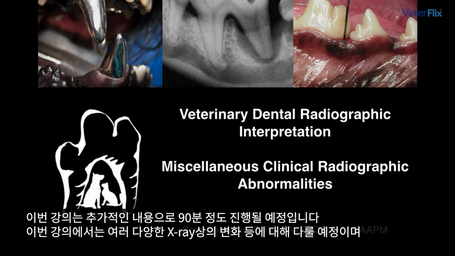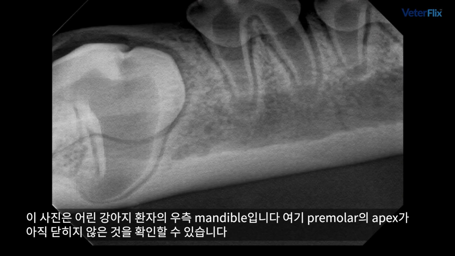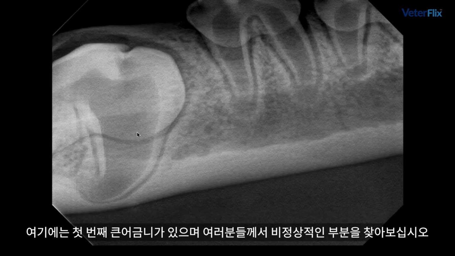And we're going to show mainly a radiograph and then actually ask you to sit back and think of what that might look like clinically in most cases. So we'll start off here. This is the right mandible on a young dog. You can see that the apices have not closed yet on these premolars. Here's the first molar, and take a look at that and see if you see anything abnormal.